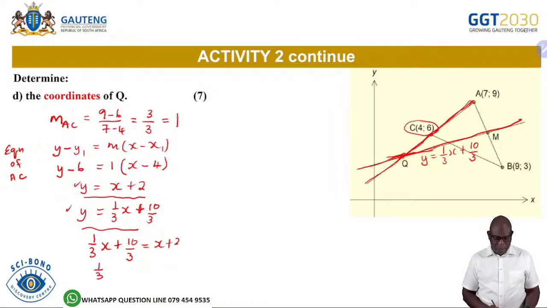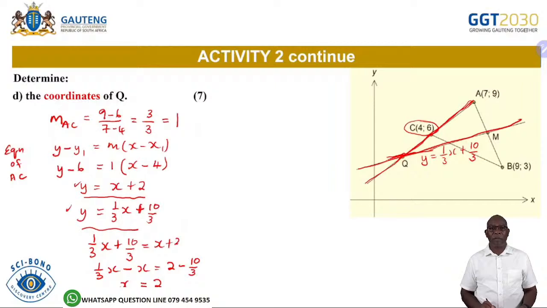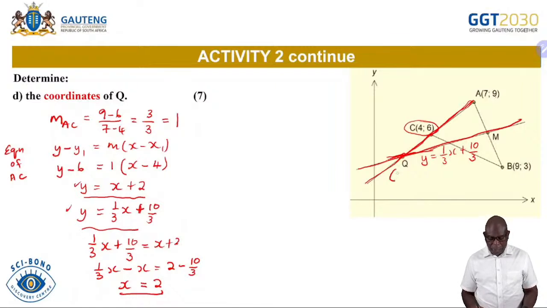I'll say 1 over 3x minus x equals 2 minus 10 over 3. If I work out this one on my left hand side, the answer that I'm going to get there will be x equals 2. That I think you can do. Just a simple algebraic work that you need to do there. Okay. Right. So the x value will be equal to 2. But remember, I don't need the x value. I need the coordinate. So already I've got the x value.